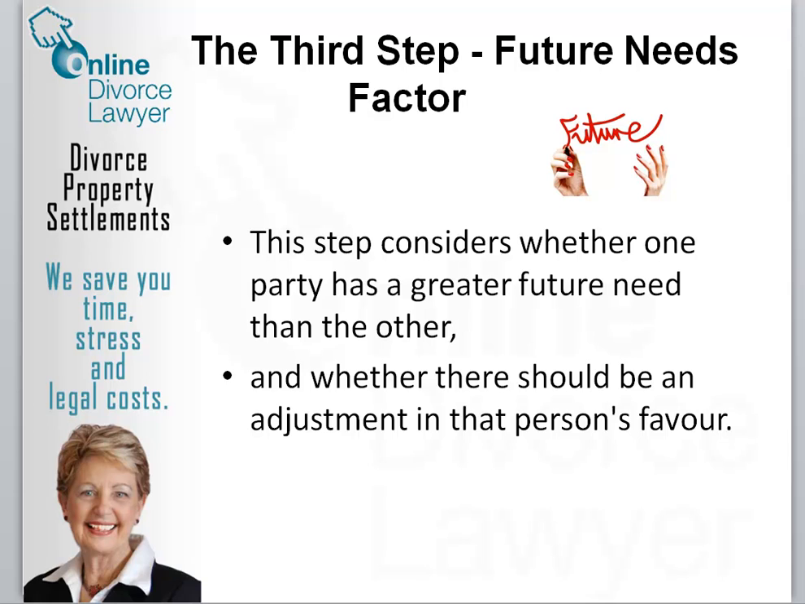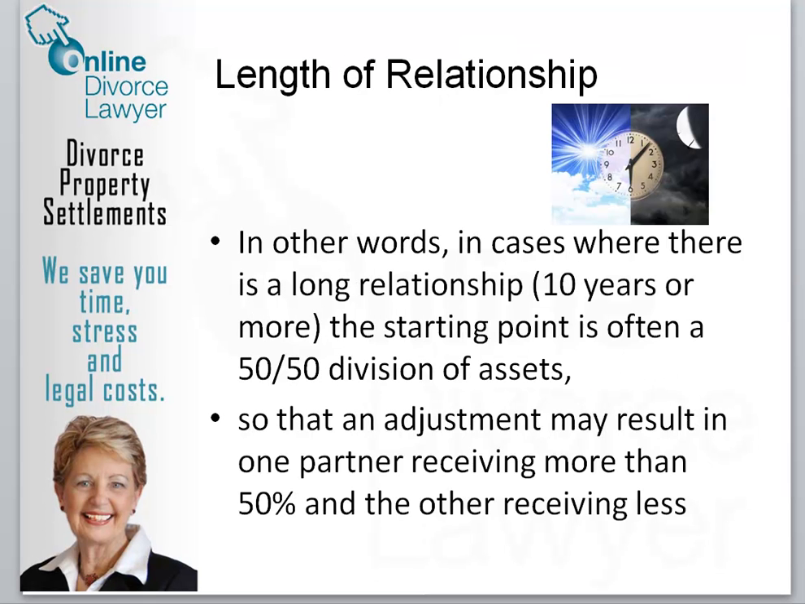The third step is the future needs factor. Now this step considers whether one party has a greater future need than the other and whether there should be an adjustment in that person's favour. In other words, in cases where there's a long relationship, and that's 10 years or more, the starting point is often a 50-50 split of the assets, so that an adjustment may result in one partner receiving more than 50% and the other receiving less.